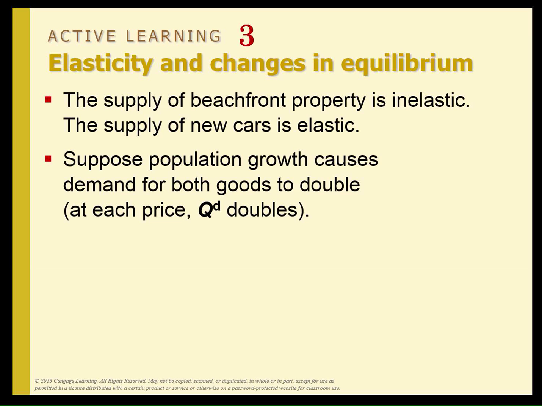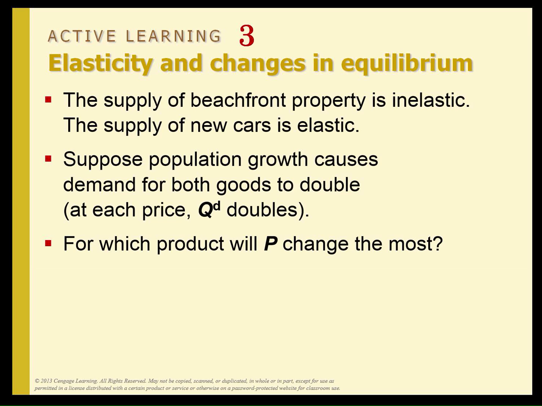Okay, so look at this. The supply of beachfront property is inelastic. The supply of new cars is elastic. Why is that? It's easy to make more new cars or fewer new cars each year. Beachfront property, it's hard to make more beachfront property. There are no more oceans or beaches being created right now.